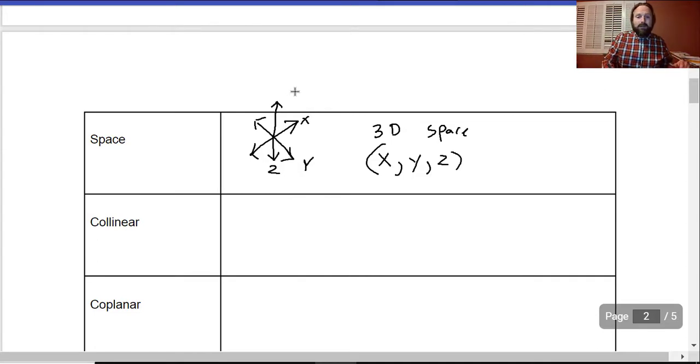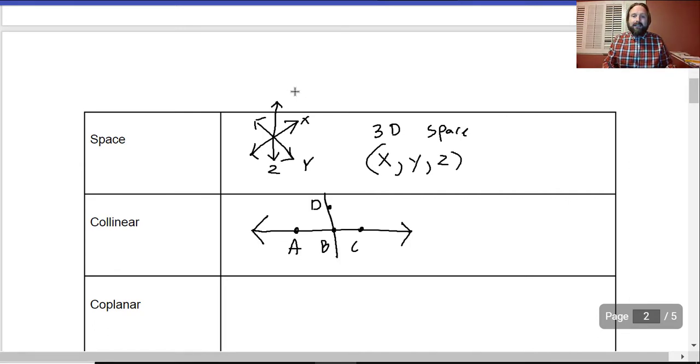Collinear. So, jumping into collinear. If we have a line, collinear tells us that we're going to have points that are on the line. So let's say we have A, B, C, and D. A, B, and C are collinear. Now, D is not collinear to all those points, but technically, there is a line that would go through D and each of these points. So it will be collinear to each of those separately, but not all together.